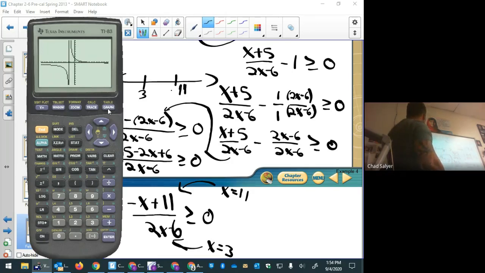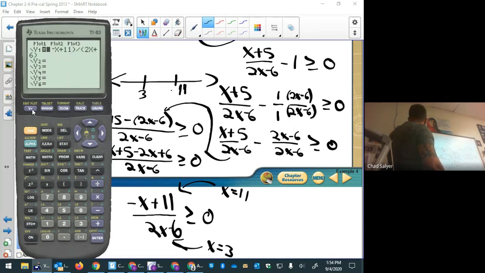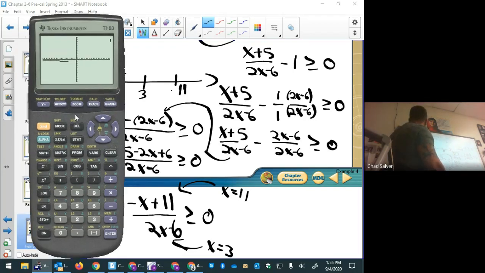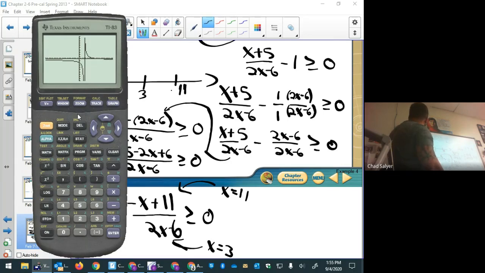So we see negative until, let me see, what did I put that in? 2x minus 6. Oh, that wasn't right. All right, there we go. Negative until 3, and then positive until 11, and then negative again. So negative, positive, negative.